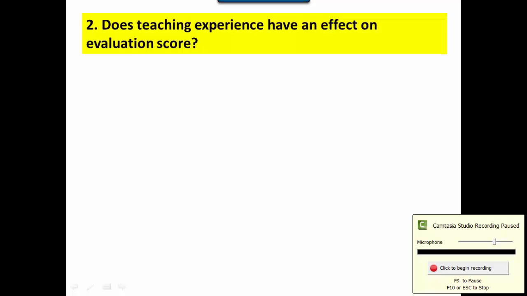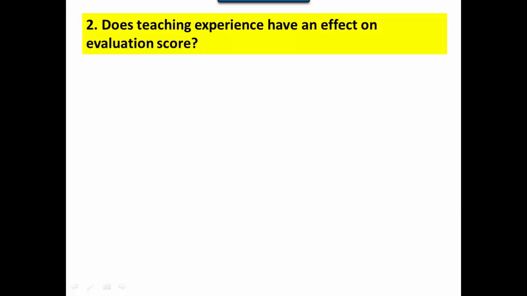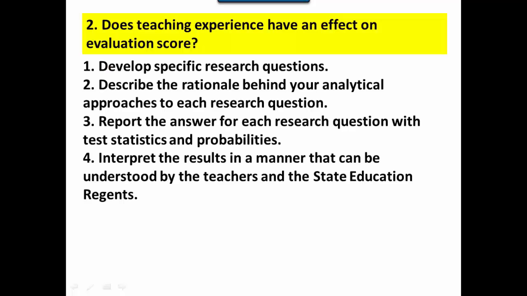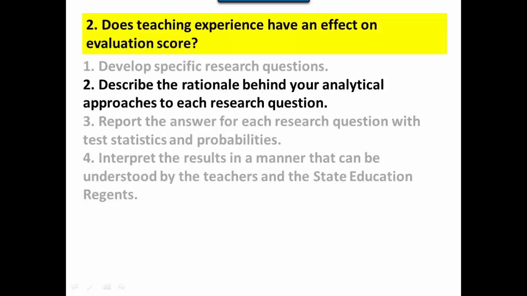Now let's look at question number 2 and figure out how we're going to report what we found. These are the directions from the assignment, pretending it's what the regents have asked for. We've already created specific research questions, so let's look at the second task. We need to describe what we did and the rationale.